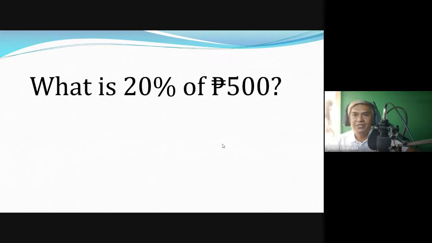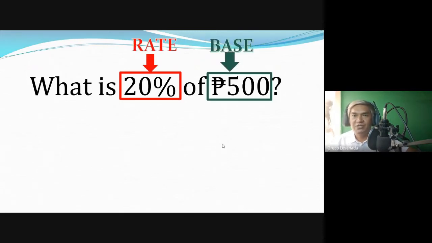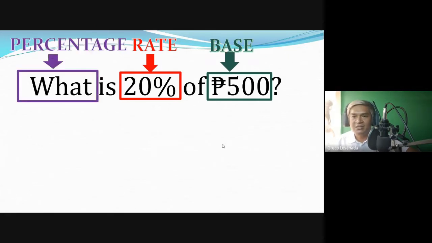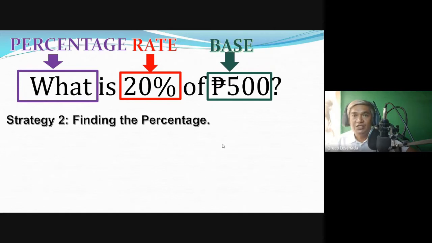Let's have this next problem. What is 20% of 500 pesos? In this problem, the rate is 20% and the base is 500 pesos. So we have to find again the percentage. Let's use strategy 2 in finding the percentage using the same formula. P is equals to R times B.